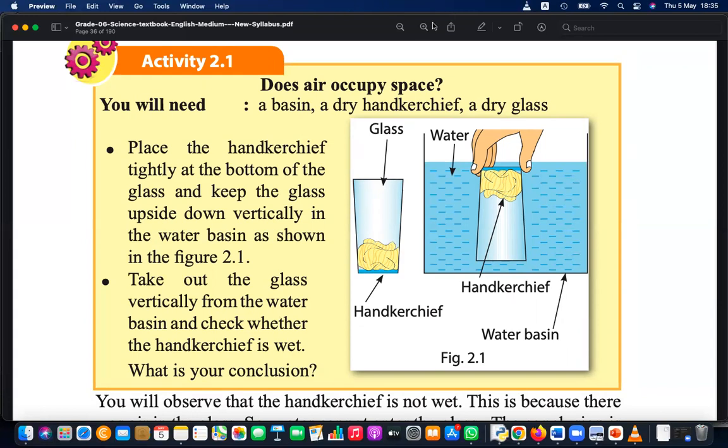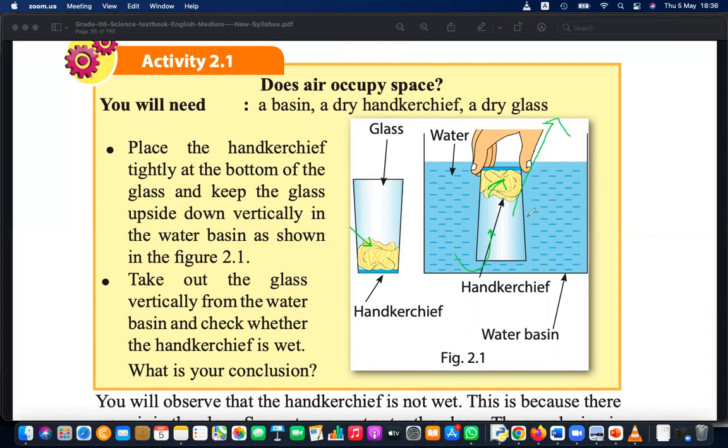Initially we will think that the handkerchief will be wet because the water will move inside. So first of all, you have to make sure that this handkerchief is properly placed at the bottom of the glass, right? Then when we move down, after some time, you can take it up again.